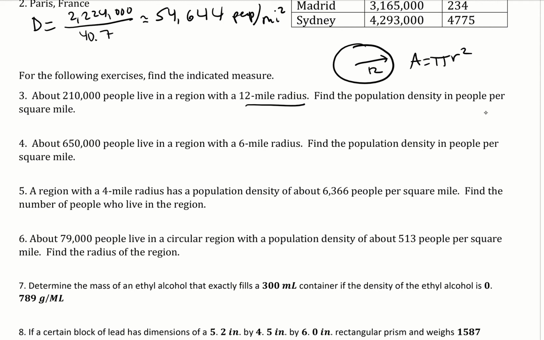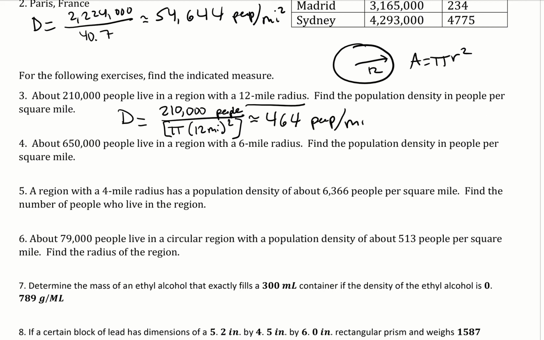So the density is 210,000 people divided by pi times 12 miles squared. We'll do all of this at the same time on the calculator. Remember, when you do this on the calculator, make sure you put brackets or parentheses on the denominator just to be on the safe side. And you get about 464 people per mile squared.